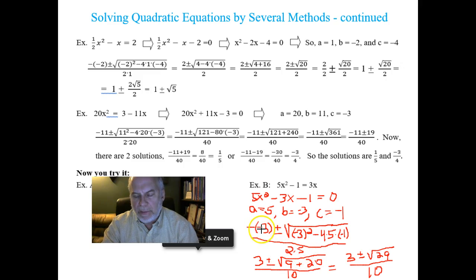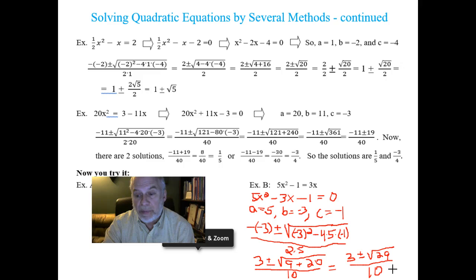Now, -3 becomes just 3. This becomes 9. And I've got -20 times -1, which would be +20. So in the parentheses, I've got 9 plus 20, which becomes 29. On the bottom, you have 2 times 5, which is 10. So it's basically 3 plus or minus the square root of 29 over 10.